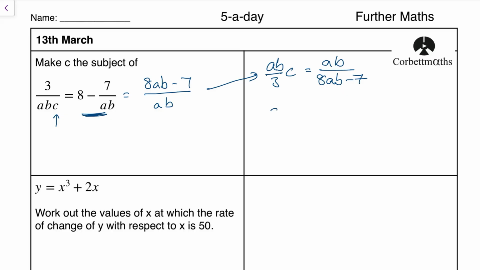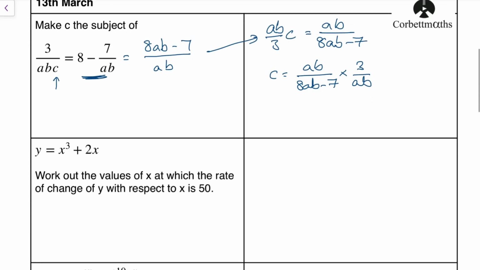And that means I can get the C on its own by doing ab over 8ab minus 7 and multiply that by 3 over ab. Now, this isn't going to turn out to be anything really nice, is it? I can see what it's going to turn out to be. It's not great, but it's definitely better than it could have been if I'd done a couple of different methods. Multiply top by 3, which is going to give me 3. Cancel the ab, so these are going to cancel out. And that's going to leave me with 3 on the top and 8ab minus 7 on the denominator.